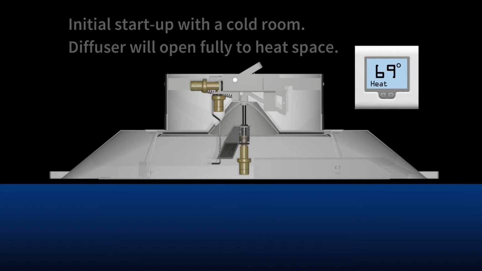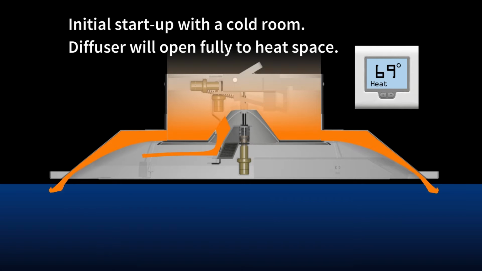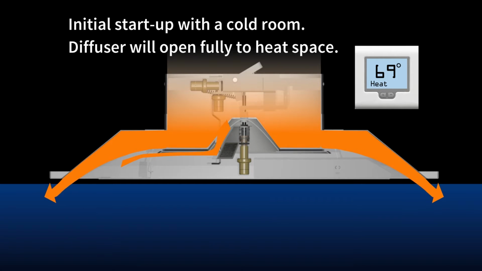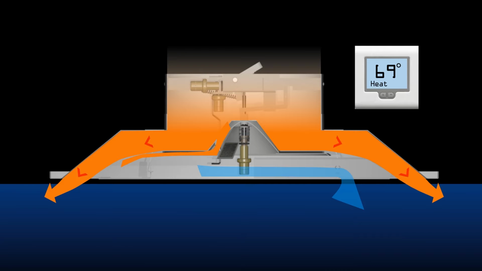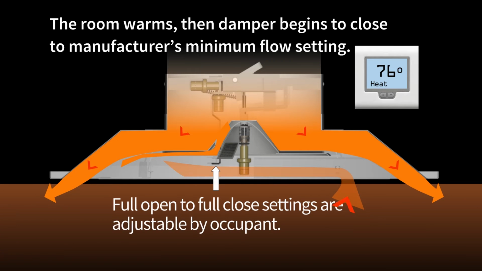In the heating mode, warm air enters the diffuser. Damper will open fully to heat the space. As the room warms, the damper begins to close until it reaches the manufacturer's minimum flow setting. Full open and full close setting are adjustable by the occupant.